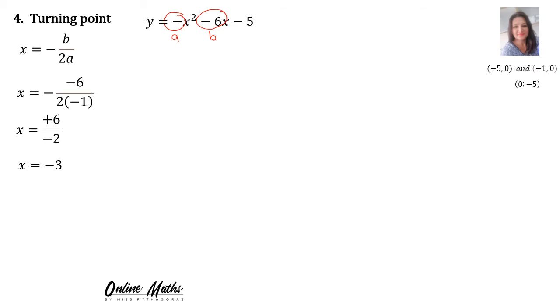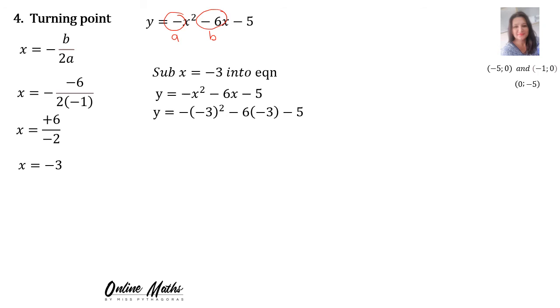And then to find the corresponding y value of the turning point, we substitute that x value, x is equal to -3, into the equation. In it goes. Use plenty of brackets. So we will end with -3 squared becomes plus 9 times this minus in front. So we end with -9.